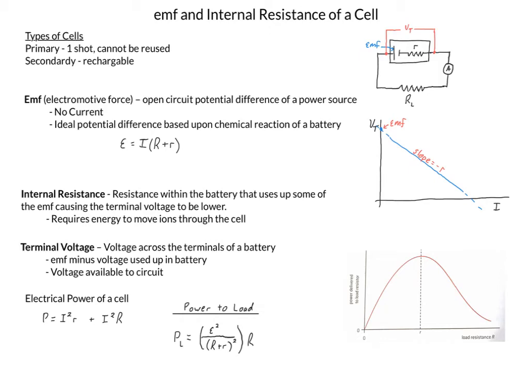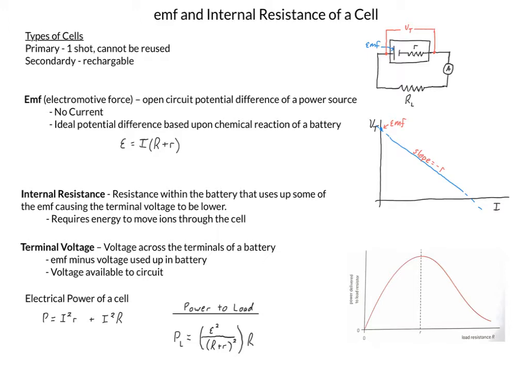All the batteries or power sources that we've been using so far in all of our circuits have been ideal, meaning that if we say it's a 12-volt power source, then you actually get 12 volts going to your circuit. But if you're actually dealing with cells, or you might call them batteries, that's just not true. They have an EMF, which is your open circuit potential difference. No current is actually flowing, kind of an ideal based upon the chemical reaction of the battery.